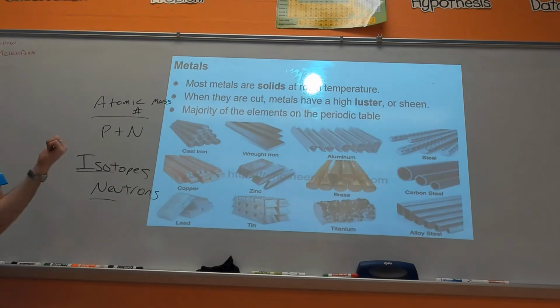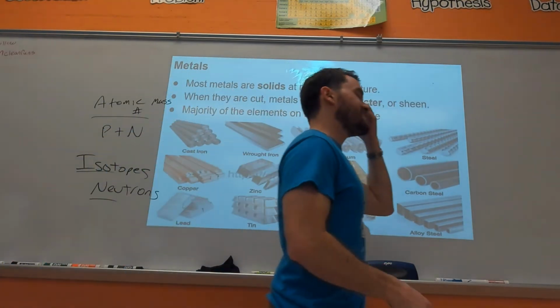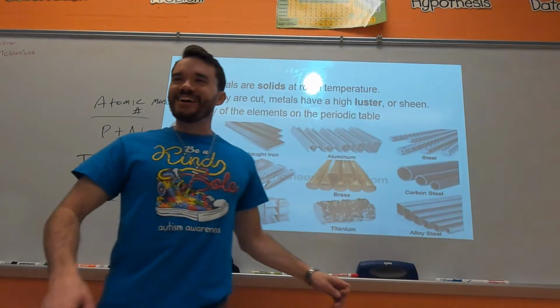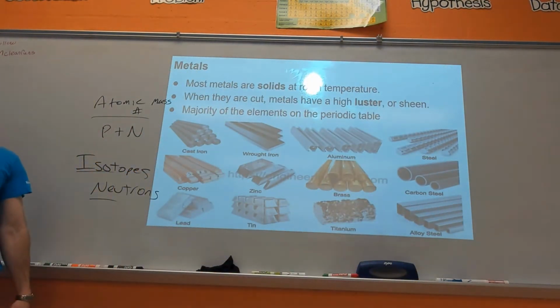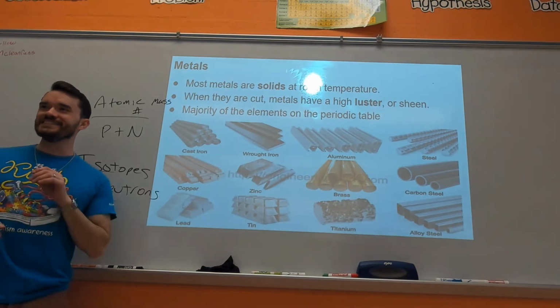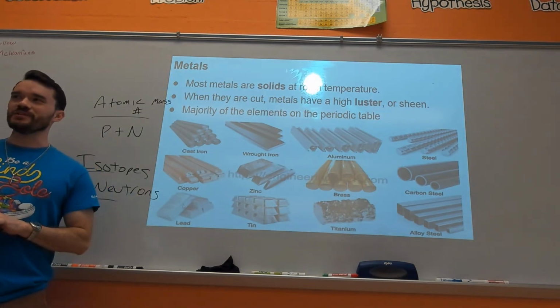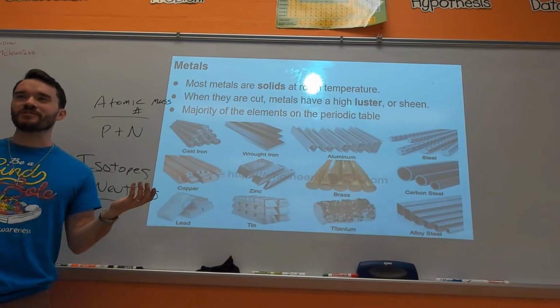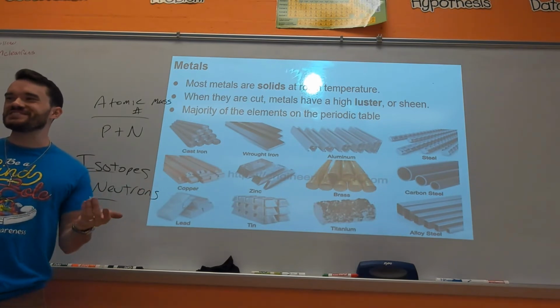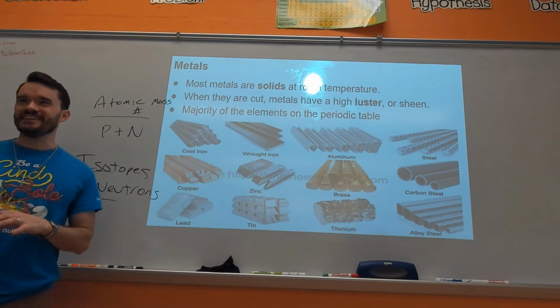All right, getting into some of the properties. So metals, we say they are solids at room temperature. They're solids at room temperature because swords. Right? Swords are made of metals and they're solid at room temperature. Otherwise, it's not a very good sword if it's liquid at room temperature. Not going to work, you know? Unless it's a water sword, but that's just weird and not real.